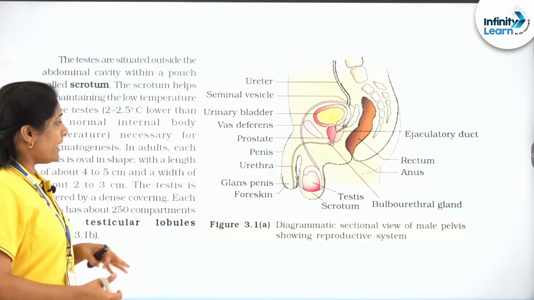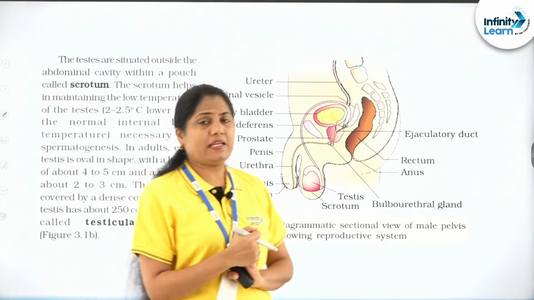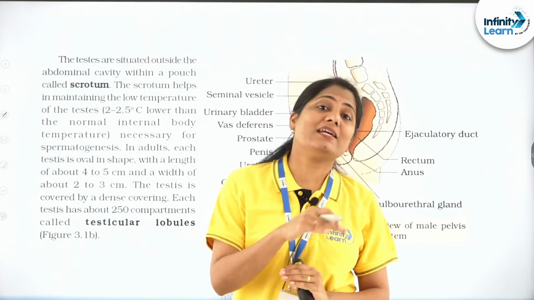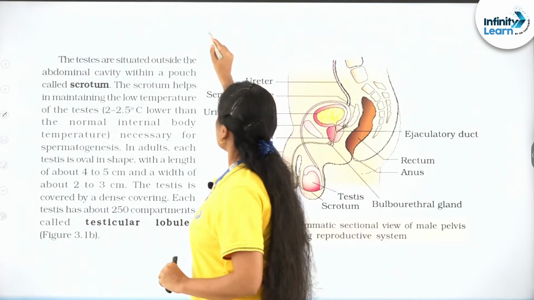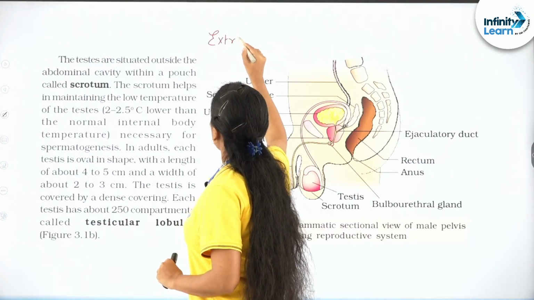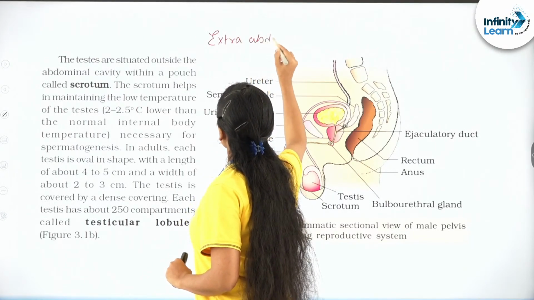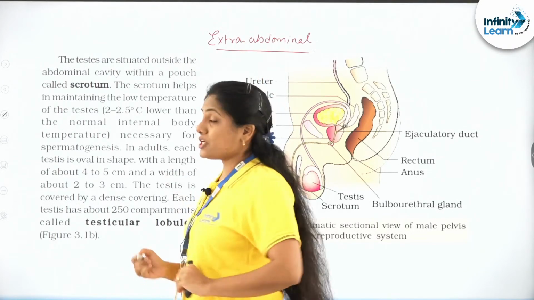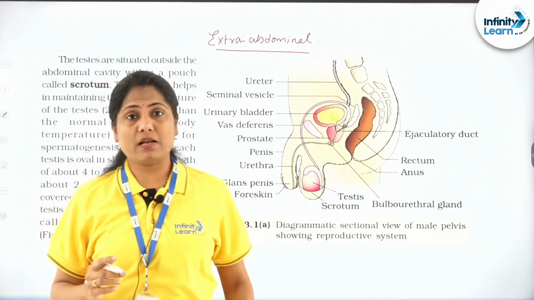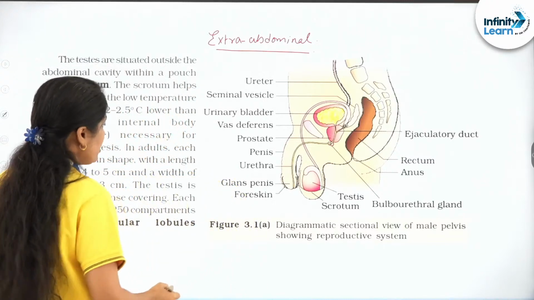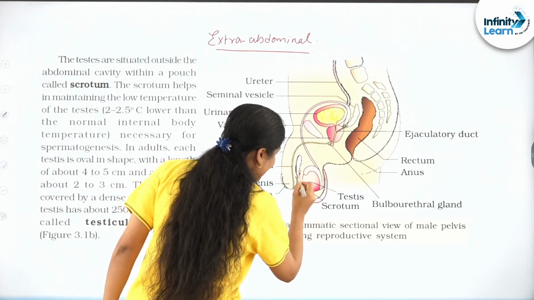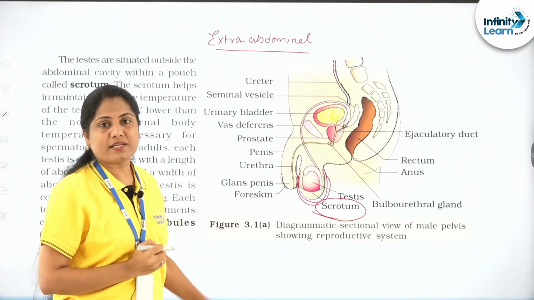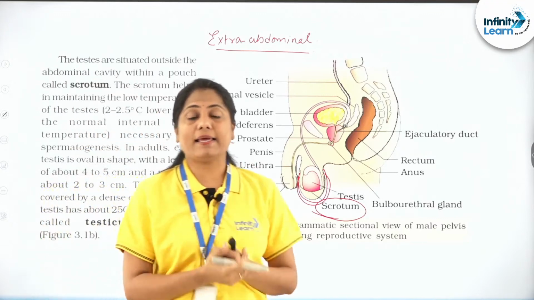So, where is the testis situated? Very, very important. It is something which is outside of the abdomen. It's basically extra-abdominal, right? The human testis is extra-abdominal, outside of the abdomen. It is situated in a sac-like or a bag-like, what is it called? Scrotum. It is situated in a bag-like scrotum.